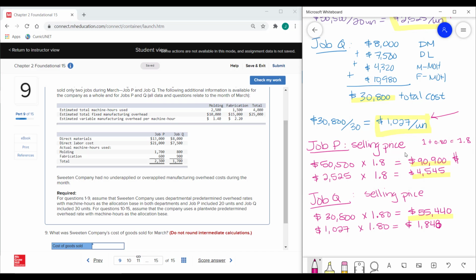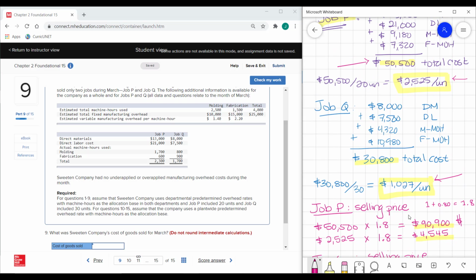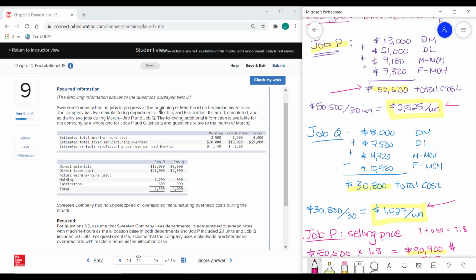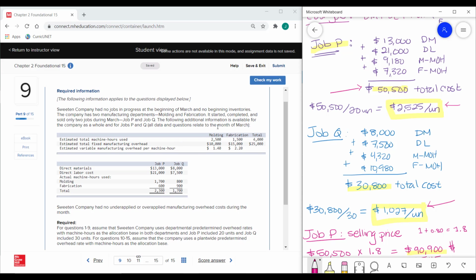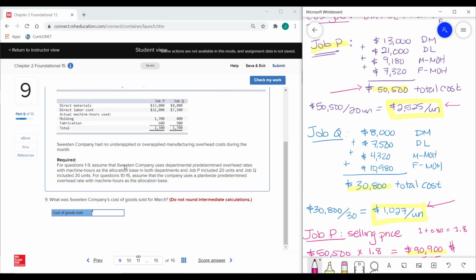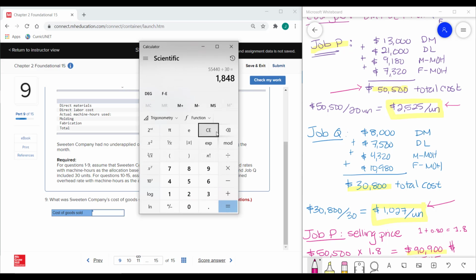Well, what is cost of goods sold? It's the cost of the goods we sell, right? And if we look here, remember at the beginning they tell us that the company started, completed, and sold the 2 jobs. So by the end of March, both jobs P and Q were sold. So there was no leftover inventory. They sold everything.